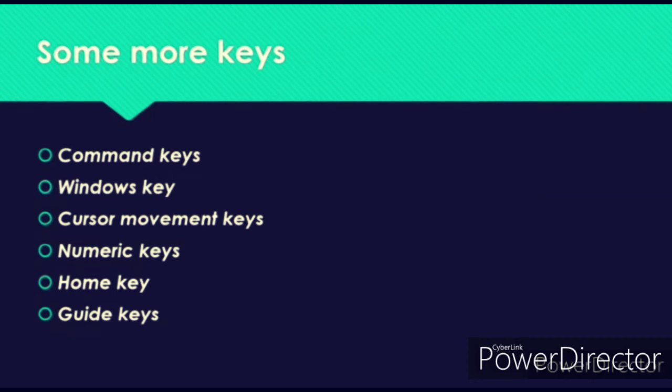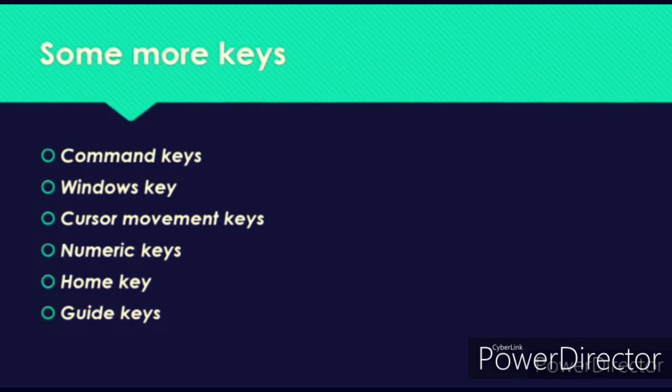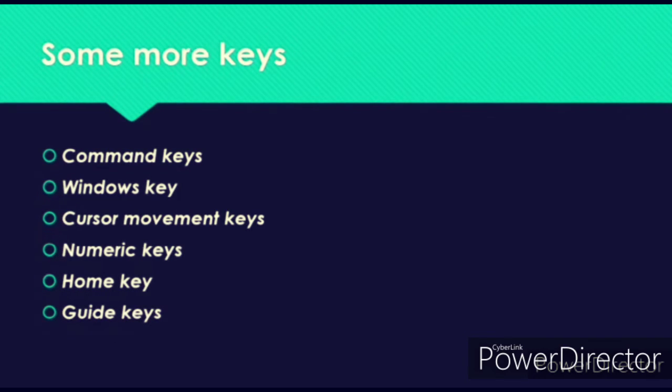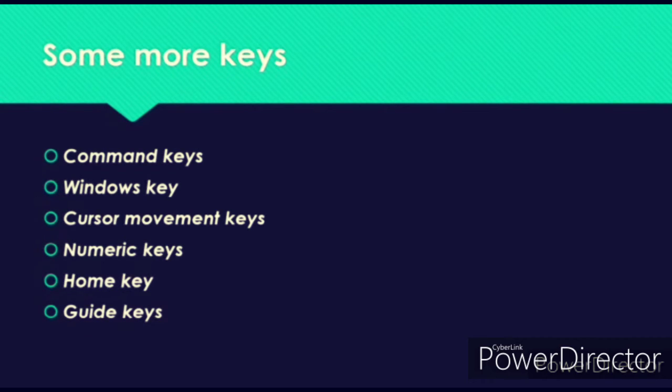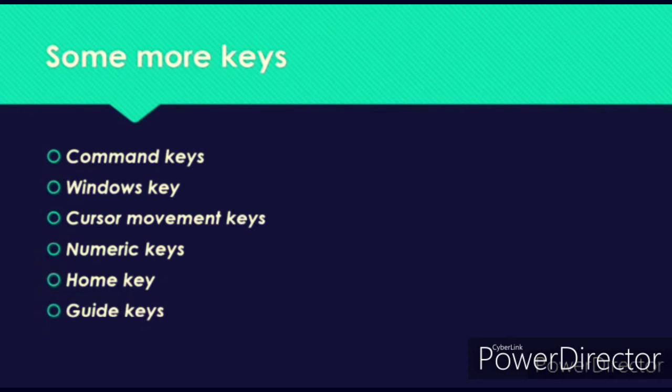Next, home key. Alphabets A, S, D, and F are home keys for the left hander and semicolon for the right hander. Students, listen carefully. A, S, D, and F are home keys for those persons who are left hander and semicolon for those who are right hander.